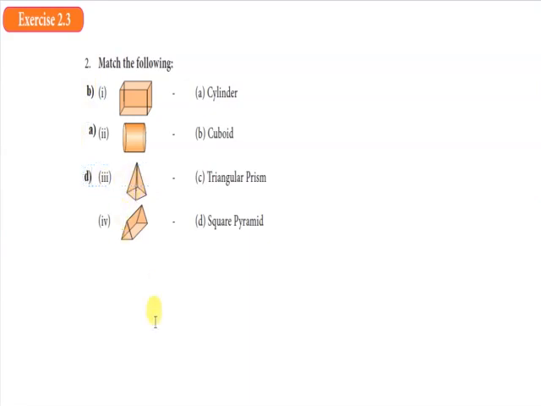Then the last one, we already said it is like a kaleidoscope. So it will be a prism, a triangular prism. So the last option is C. Just mark it in your book itself. This is your match the following answers.